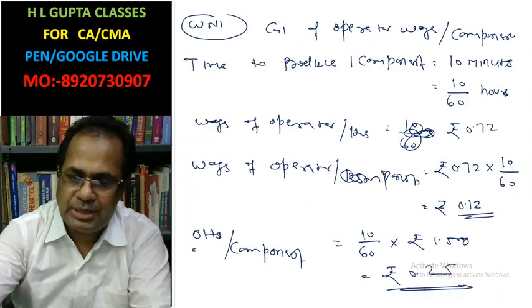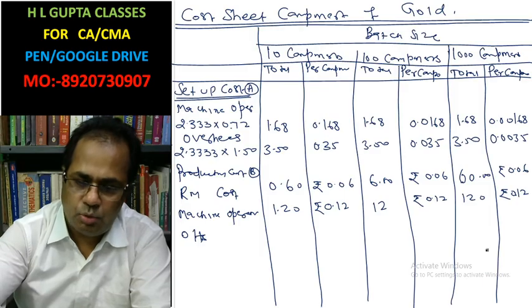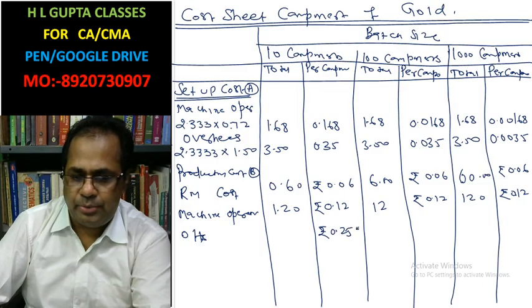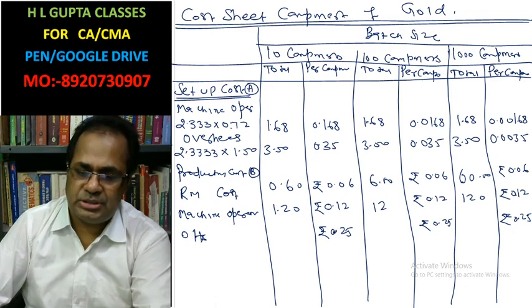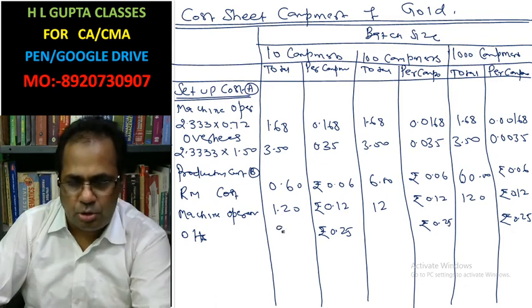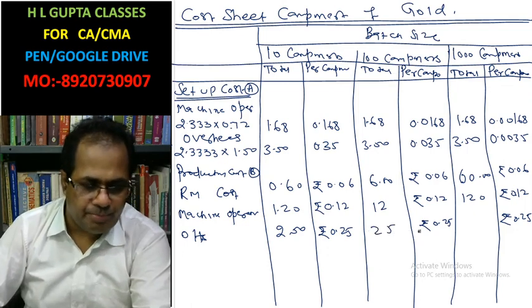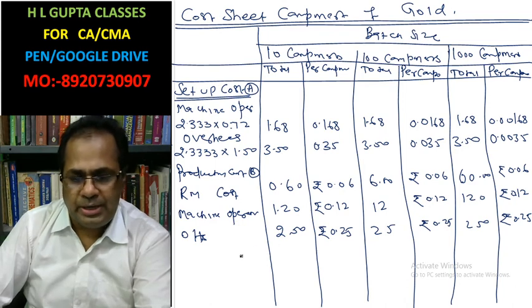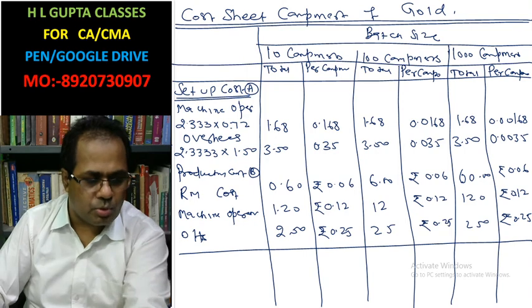Overhead per component is given. We have calculated 0.25. You write here overhead 0.25 per component. For 10 components it is 2.50, for 100 it is 25, and for 1000 it is 250. Now after this you can calculate the total cost.